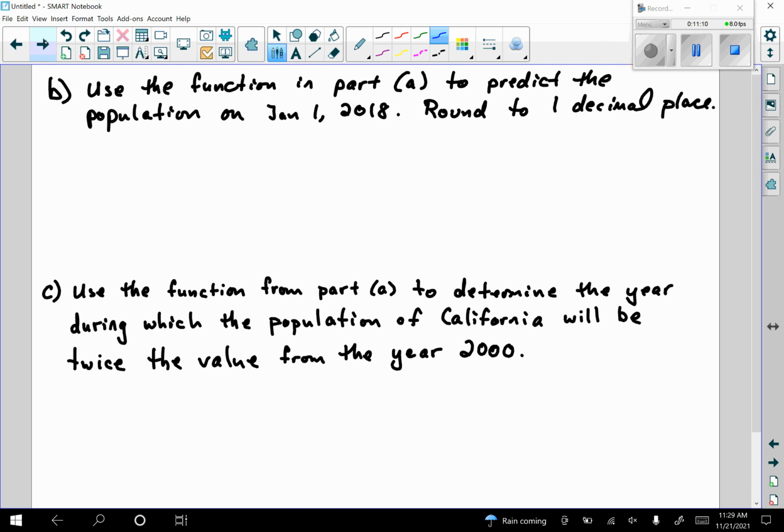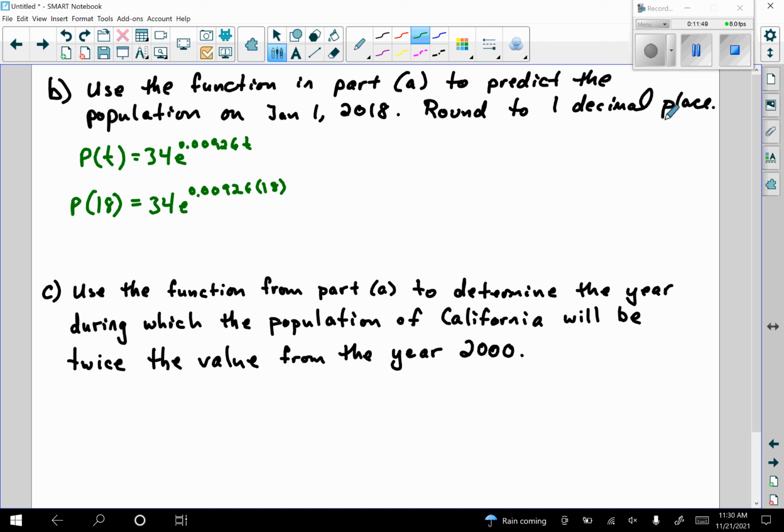All right, for question B, they want us to use the function from part A to predict the population on January 1st of 2018. So remember, t is the number of years after the year 2000. So in this case, t is going to be 18. So now we can say, start with P of t is equal to 34 e to this 0.00926. So this will now become P of 18 is going to equal 34 times e to this 0.00926 times 18, and all we have to do is calculate that.